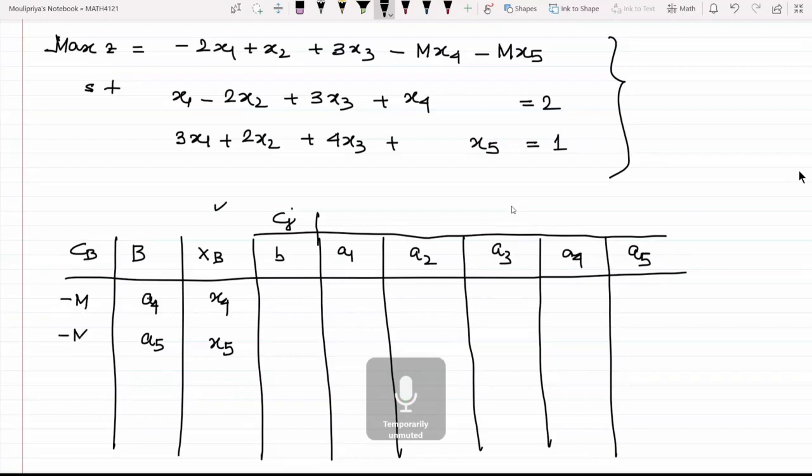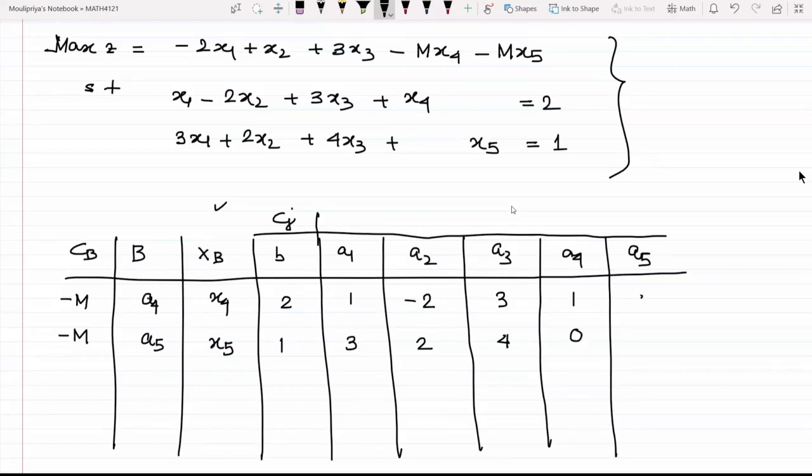Minus M. Now everything follows suit. B, right hand side constant, 2, 1. A1, the coefficient of x1, which is 1, 3. A2, coefficient of x2, which is minus 2, 2. A3, the coefficient of x3, which is 3, 4. A4, coefficient 1, 0. A5, coefficient 0, 1.